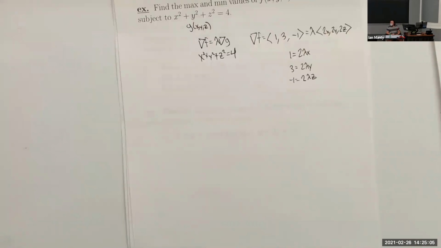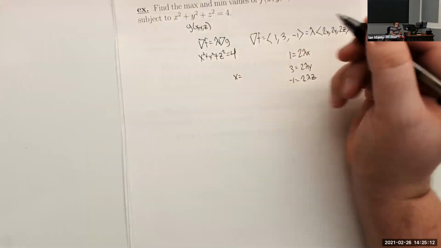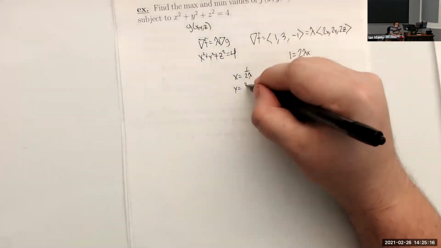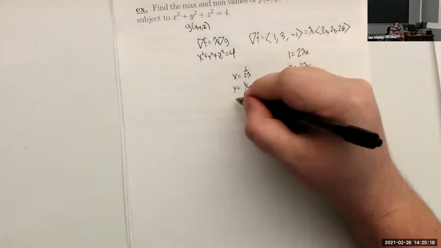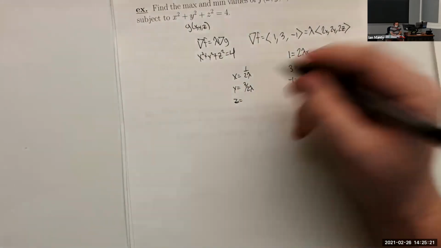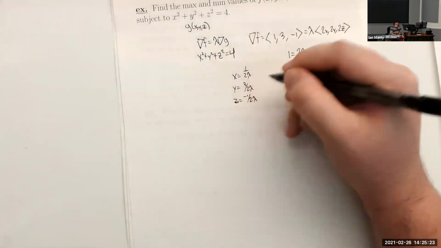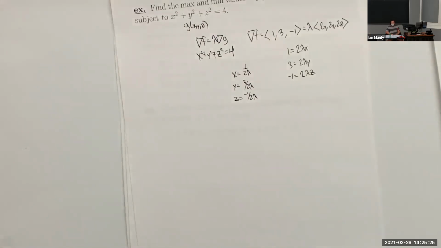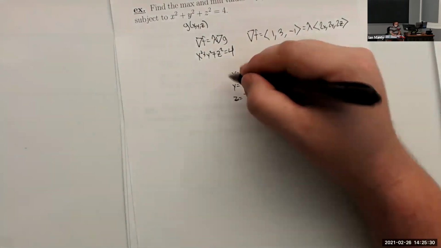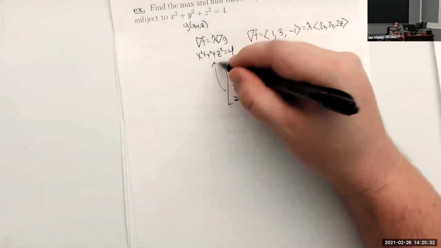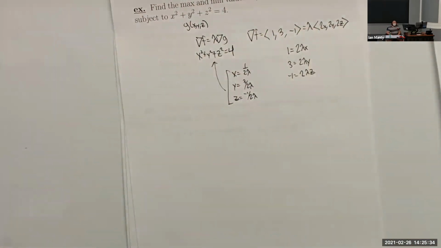Okay, so we can immediately solve all of these equations for x, y, and z by simply dividing by 2 lambda. So x is 1 over 2 lambda, y is 3 over 2 lambda, and z is going to be negative 1 over 2 lambda. Okay, so we used our gradient to tell us that. And now what we're going to do is we're going to take all of these, put it into here, and that should let us know what lambda value we're going to end up having.